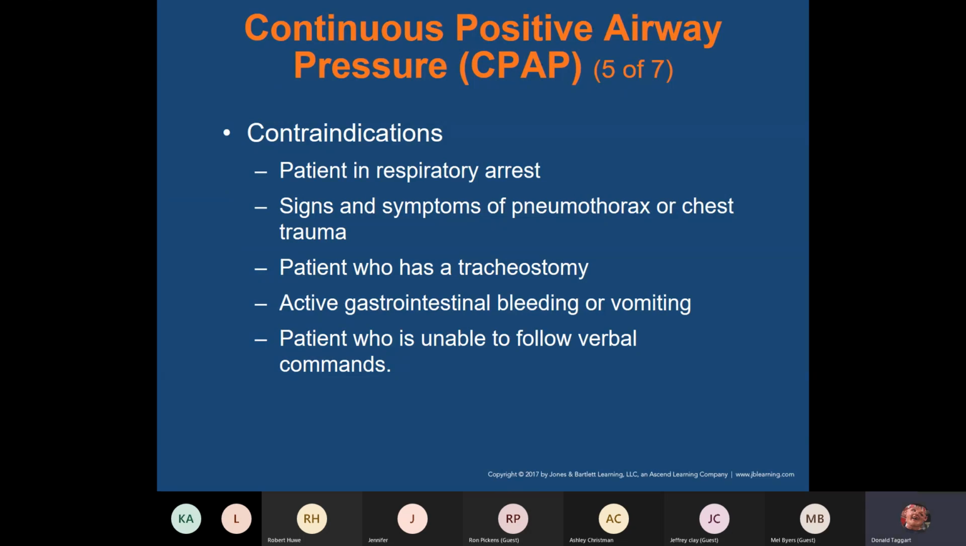Okay, not for someone who's had a trach. No GI bleeding or vomiting. We don't want them vomiting back up into that mask. And if they can't control their airway or follow commands, they're too obtunded, they're too sleepy, whatever, then we cannot put them on this. It's someone who's in distress, but can follow commands and breathe on their own.